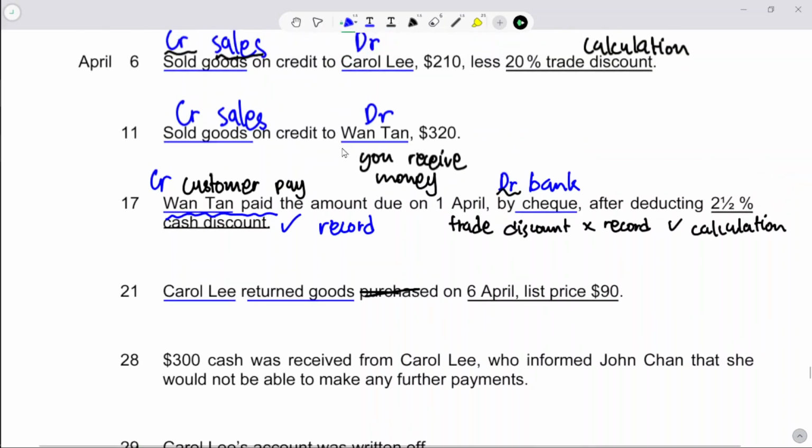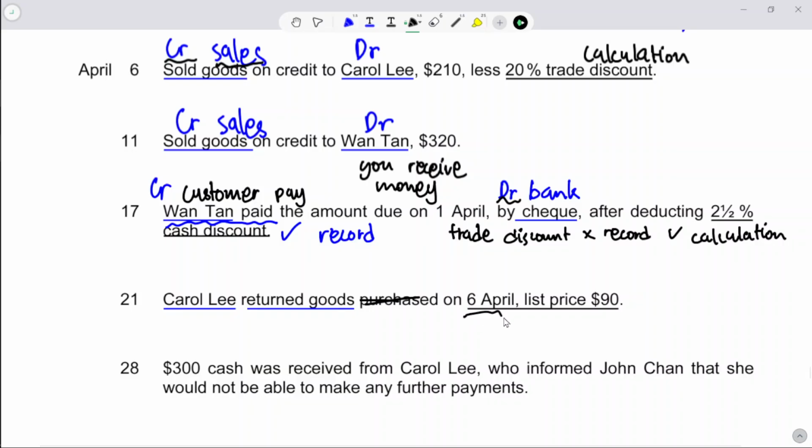So let's see the 6th April what he does. 6th April is actually sales. So sales and return combined together become sales return. So if sales is credit, sales return will be debit. Another one will be credit.